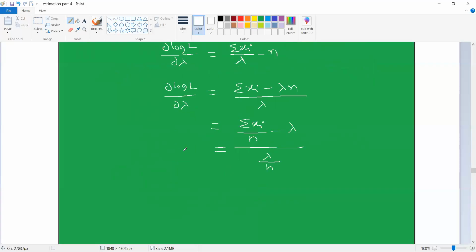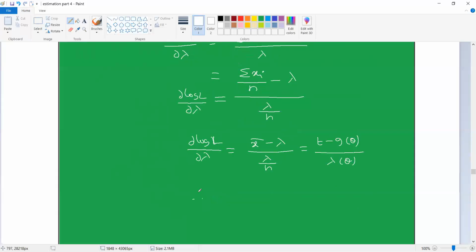Now dou log L by dou lambda is equal to x bar minus lambda, divided by lambda by n, which is equivalent to t minus g of theta by lambda of theta. Therefore, x bar is an unbiased estimator of lambda. This is the first one.